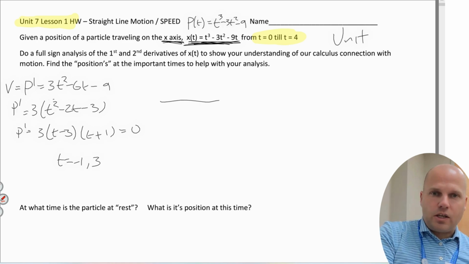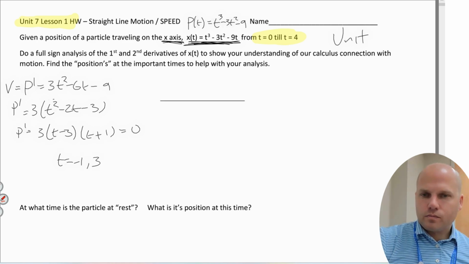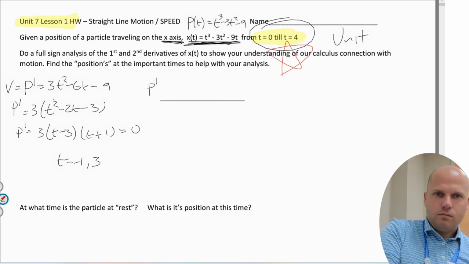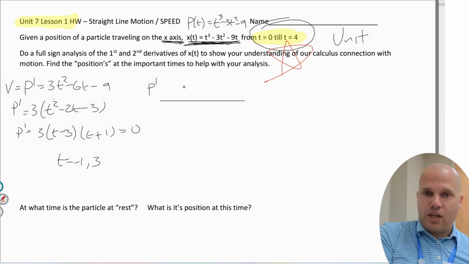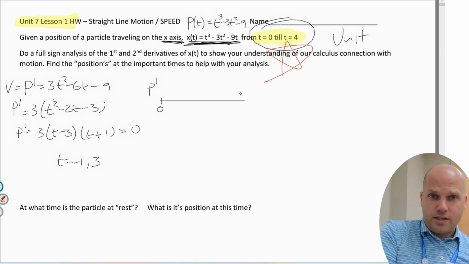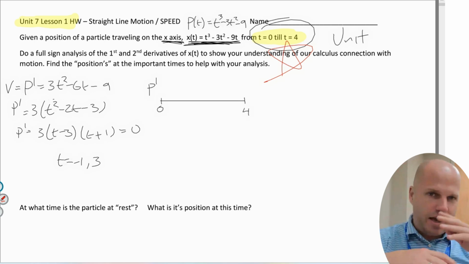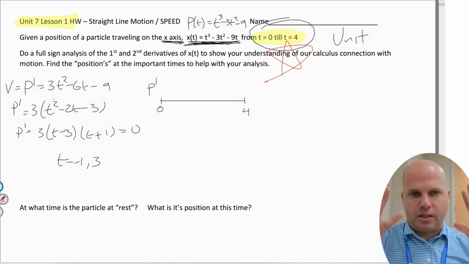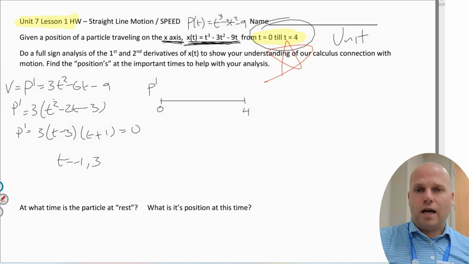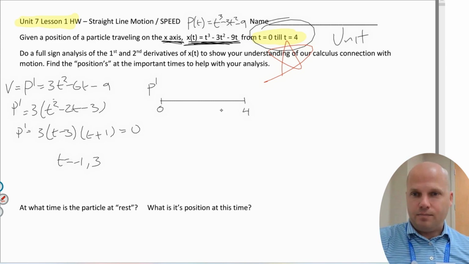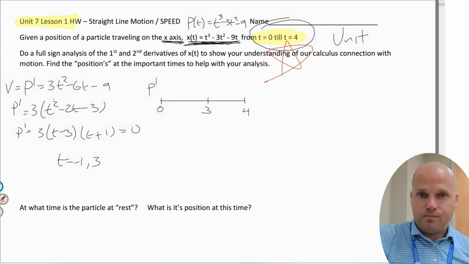Now, typically, we will put both -1 and 3 down, but this is going to be important in our Unit 7. We're not going to look at everywhere. We're going to look at a specific part. So we'll have, for most of the questions, a start and an end, which means I only care about 3. Cool.